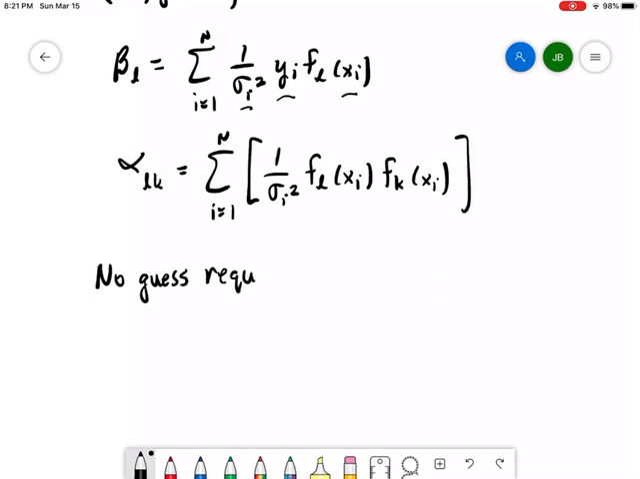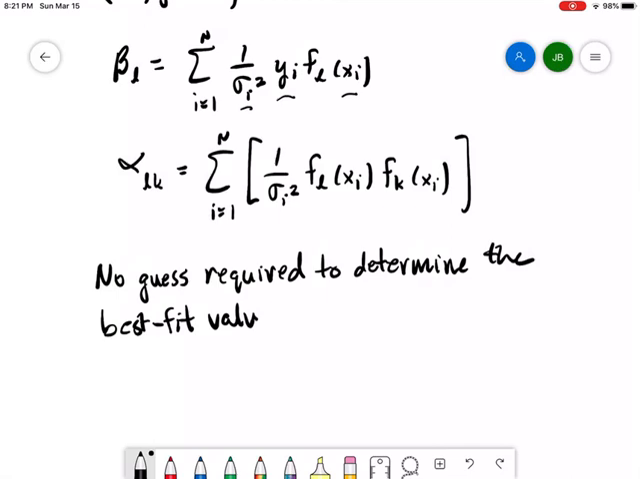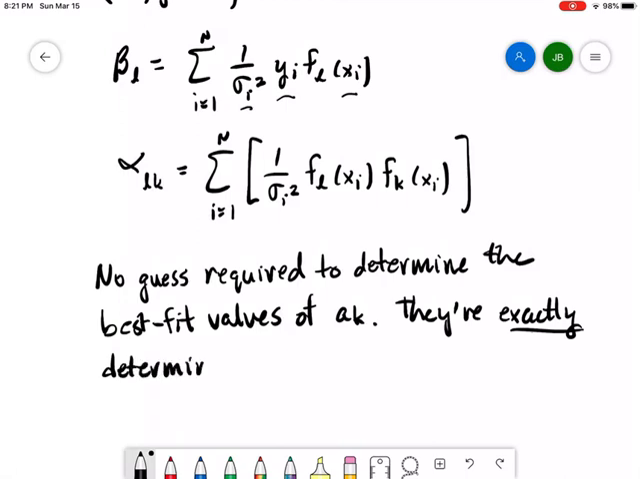So the point that I want to emphasize the most is that there is no guesswork required to determine the best fit values of a_k. In other words, they're exactly determined from the measurements x and y plus or minus sigma.